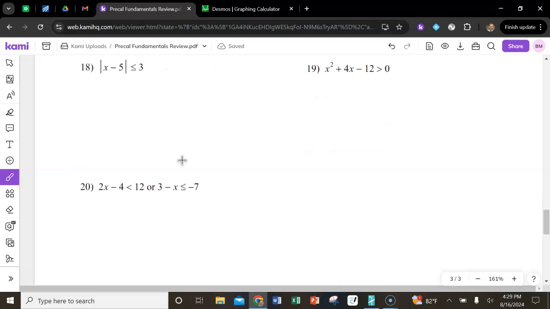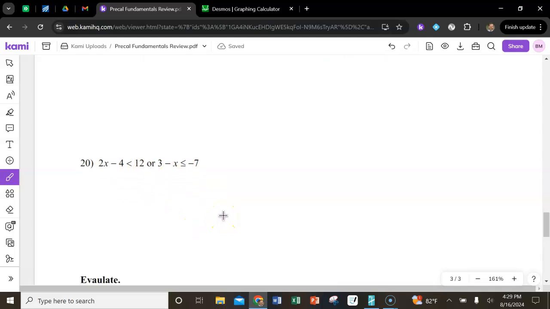I'll start with number 20. It's the easiest. If you just have an or inequality, that just simply means that I'm going to solve each of these separately. So just think of these as two separate problems. Here, add 4, I'd get 16. Divide by 2, x is less than 8. That's part of my answer.